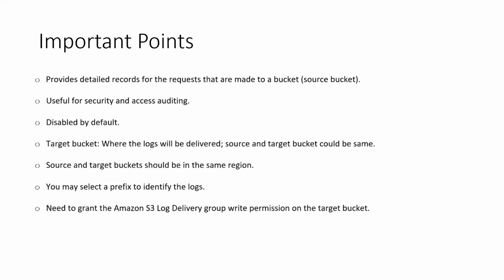By default, it is disabled. You can keep the same source and target bucket; it really doesn't matter. The region should be the same, which is an important point: wherever your source bucket is, you should create the target bucket in the same region. You cannot create the target bucket in a different region and deliver to it. Then you can put a prefix, for example if you have a prod environment, a dev environment and a QA environment, or if you want user-related logs, so you can go ahead and check that.